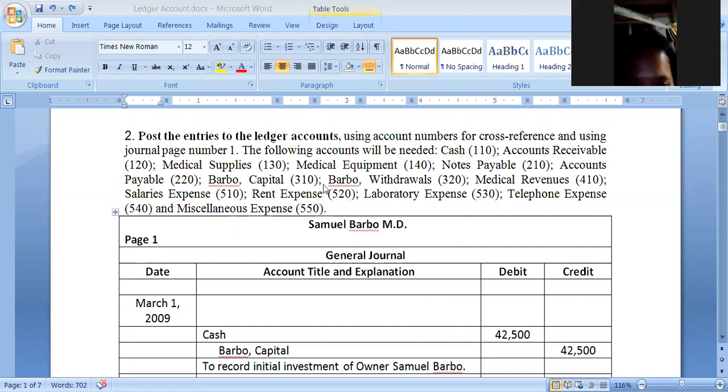The second step is to post the entries to the ledger accounts. My name is Dali Zamora Bornea, so let's continue the topic. Using account numbers for cross-reference and using journal page number 1, the following accounts will be needed.